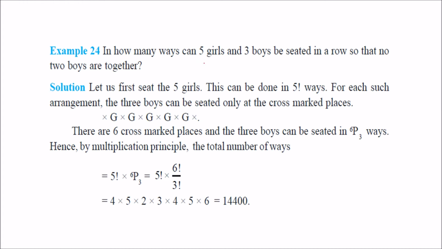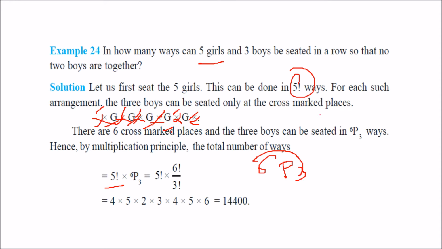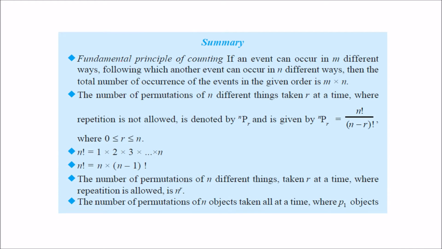In how many ways can 5 girls and 3 boys be seated in a row so that no two boys are together? So these are 5 girls sitting, and these are the only possible positions the boys can be given. So 5 girls, easily 5 factorial. How about boys? There are 6 positions: 1, 2, 3, 4, 5, 6. And only 3 boys need to be chosen. So 3 boys can be arranged in 6 positions in 6P3 ways. This is arrangement. Factorial 5 for girls, 6P3 for boys. This is your answer.